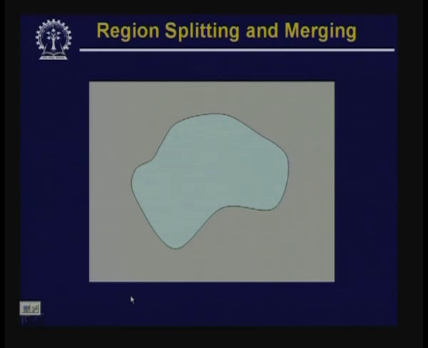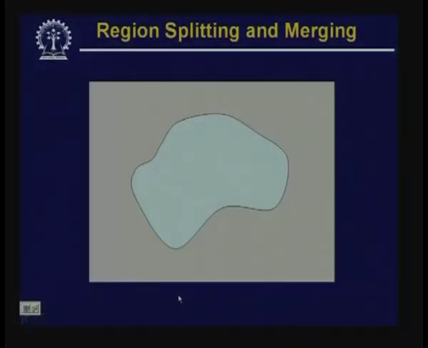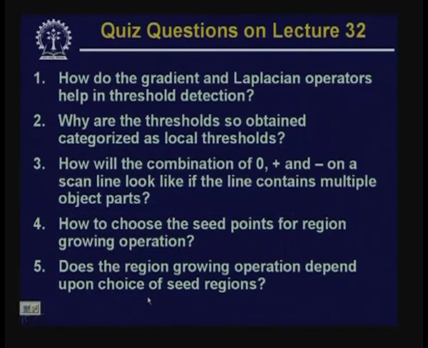Initially, we started with discontinuity based segmentation, where we went for different edge detection operations or line detection operations, followed by linking. And then we discussed similarity based segmentation. Under similarity based segmentation, we discussed various thresholding operations, the region growing operation, and lastly the splitting and merging operations. Okay. Now, let us have some quiz questions on today's lecture.